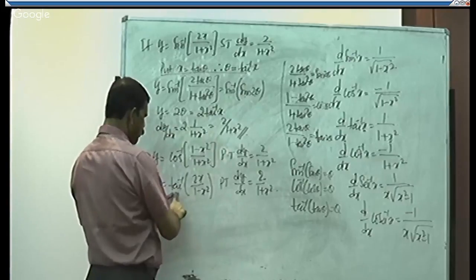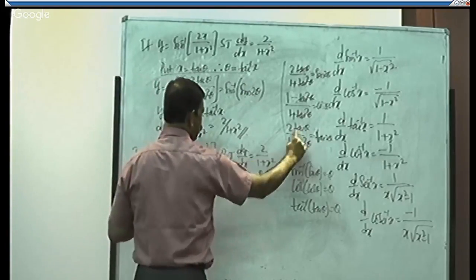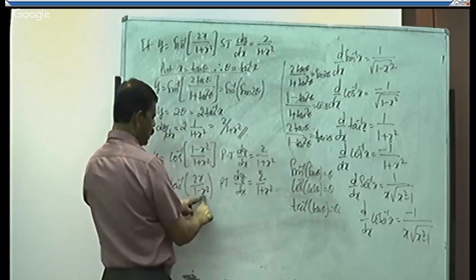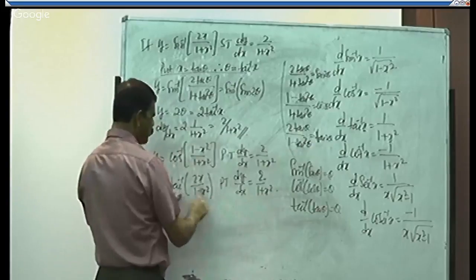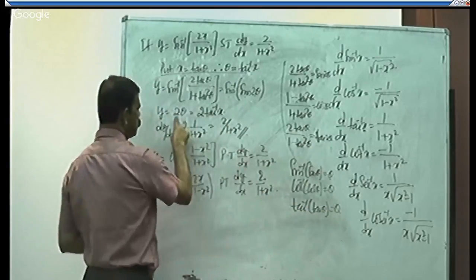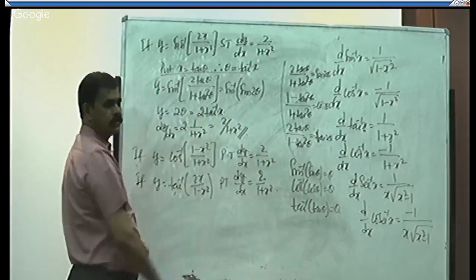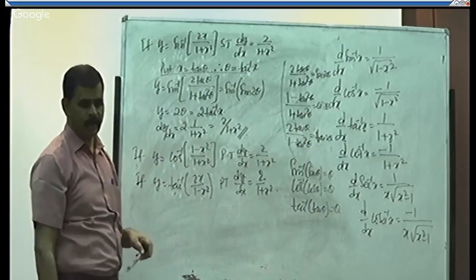Here also, if we take x is equal to tan theta, 2 tan theta by 1 minus tan square theta, it is what? Tan 2 theta. Tan inverse of tan 2 theta is what? 2 theta. So 2 theta, 2 into tan inverse x. Differentiating, you will get 2 by 1 plus x square. Right?